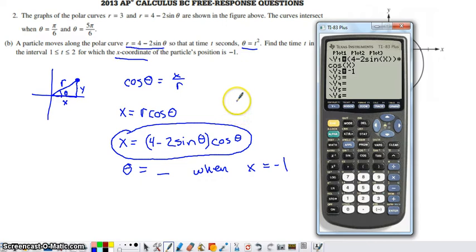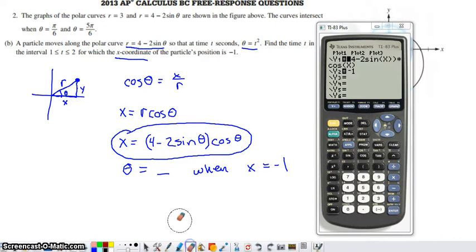So now that I'm all caught up to where I need to be, I kind of misspoke when I paused the video a second ago. If this is the relationship between x and theta, I want to know when x equals -1. So what I'm actually going to do is put -1 in place of this x here. So the equation that I'm going to solve graphically is actually going to be this one.